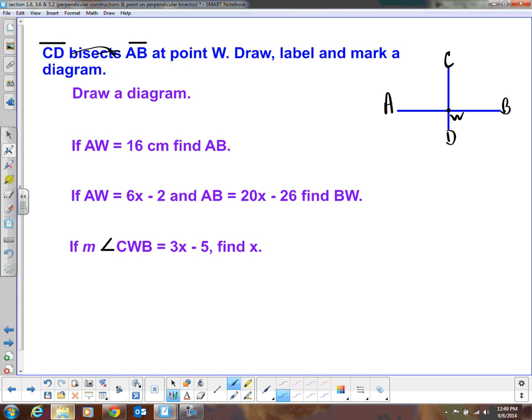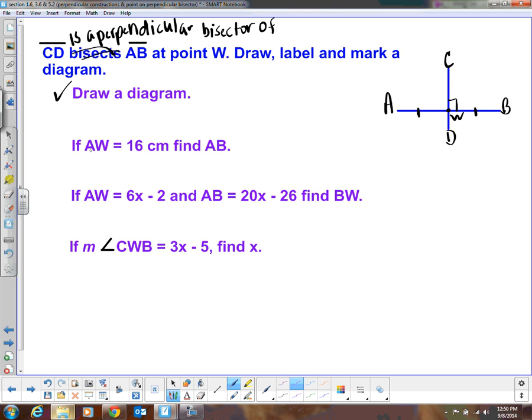CD is a perpendicular bisector of AB. So to mark it, I need to mark the perpendicular. That tells me right angles, and then bisect means two equal segments. So I've done the first part.